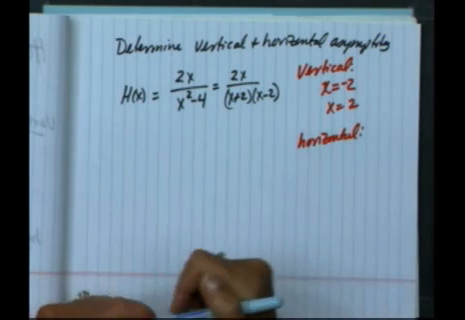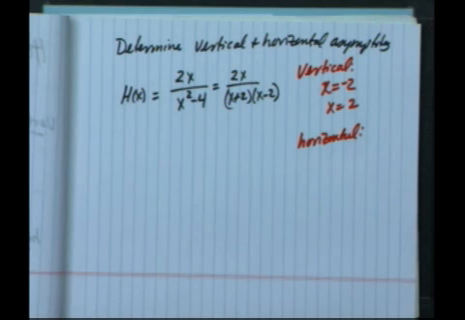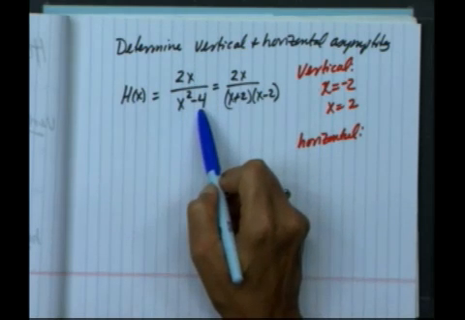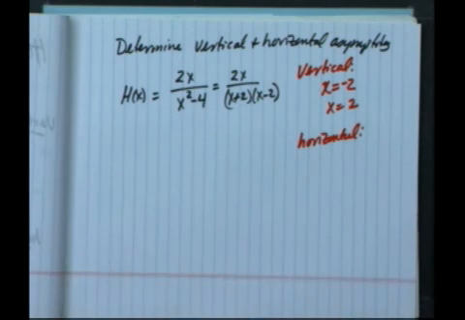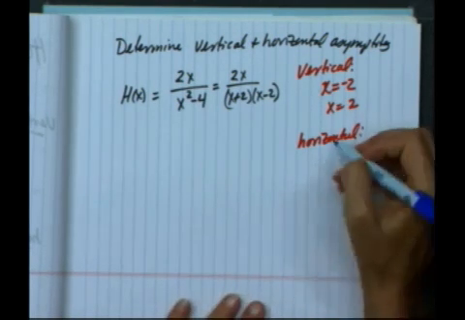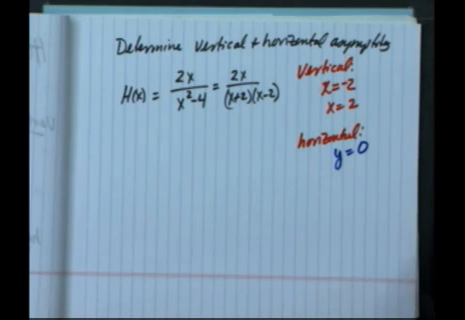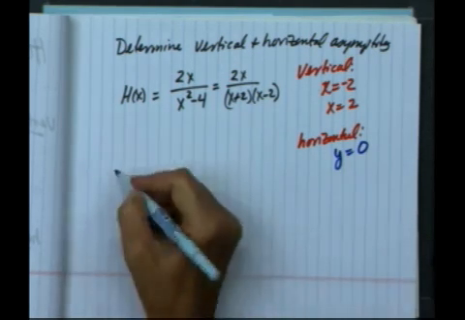Horizontal. Okay, what was rule number 1 for horizontal? What's the first thing you've got to look at? The degree. Okay, what's the degree of the numerator? 1. What's the degree of the denominator? 2. The degree of the denominator is bigger than the degree of the numerator. So that means the denominator is getting really big a lot faster than the numerator. So a small number over a huge denominator is getting close to what? 0. So the equation for the horizontal is y equals 0. Okay? Questions? Next example.